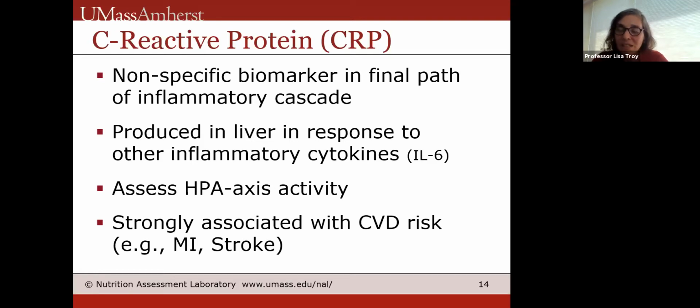Why is that important? It's important because where it is in that inflammatory cascade matters about when you will actually see its appearance, and when you can test for it. And this assesses the HPA axis. When we see a lot of CRP, we believe that the stress response has been activated, and it's strongly associated with cardiovascular disease risk and other outcomes related to CVD. Myocardial infarction, stroke, that sort of thing.